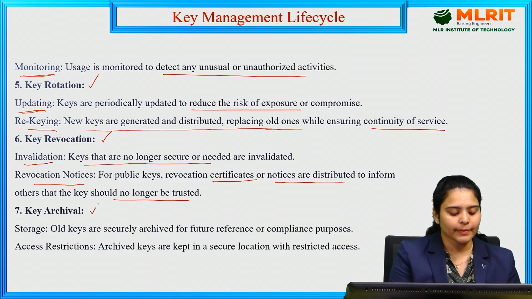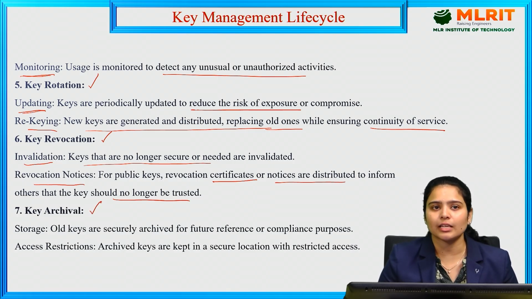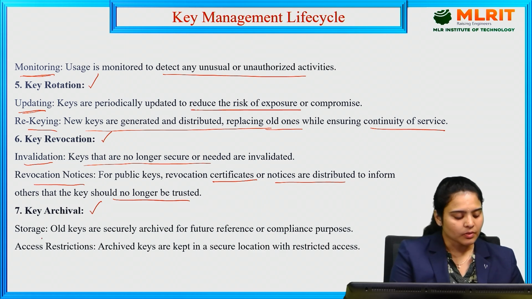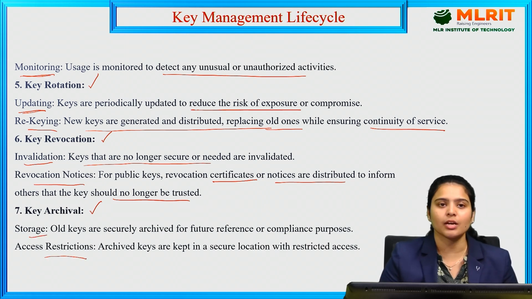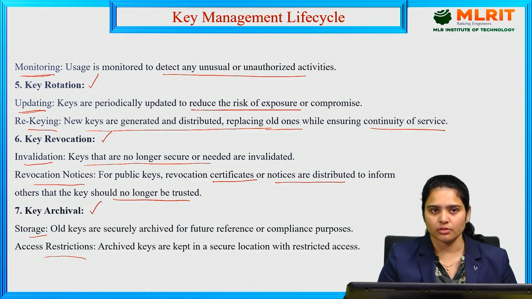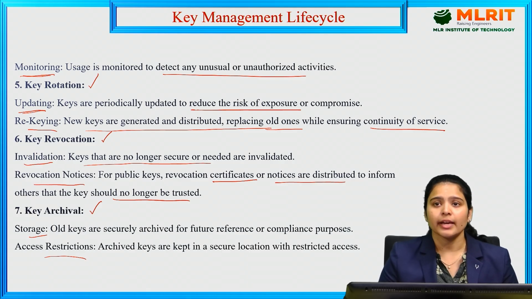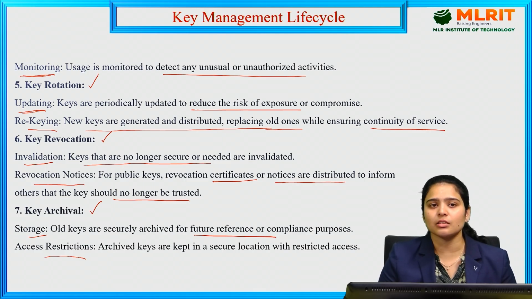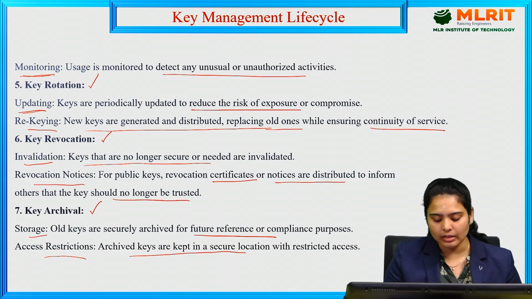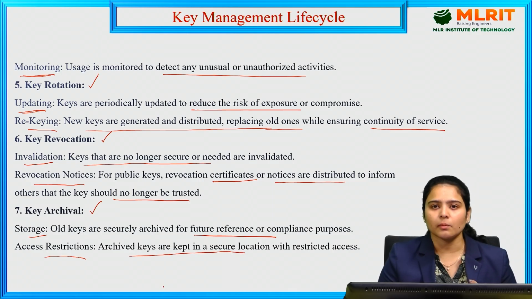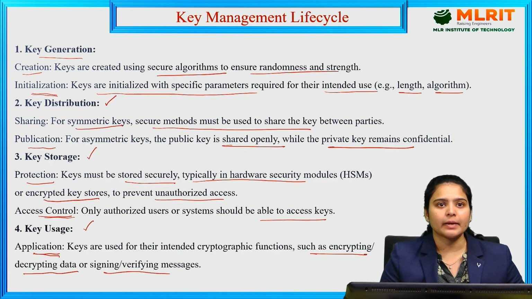Then the seventh one is key archival. Key archival has two types. One is the key storage process and also the access restriction process. In this storage process, we keep keys for future purposes, stored in the storage. Coming to the access restrictions, any archived keys are kept in a secure location with particular restricted access. Those are the seven types of the key management life cycle.